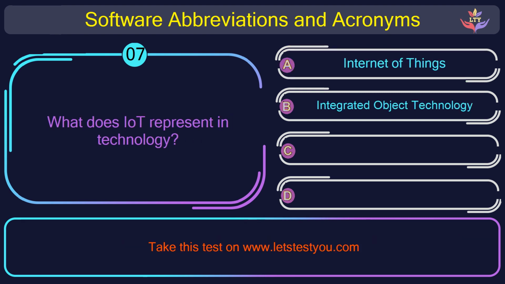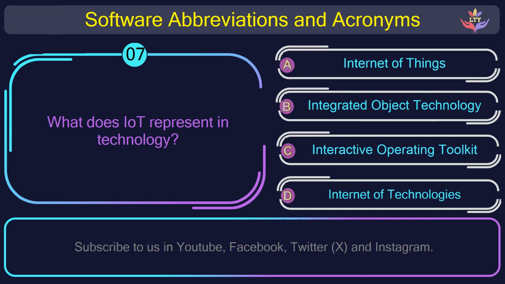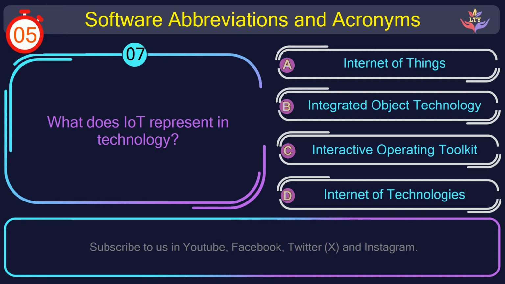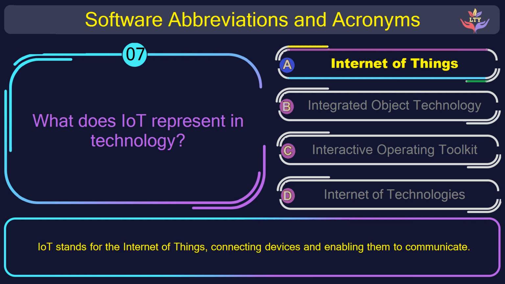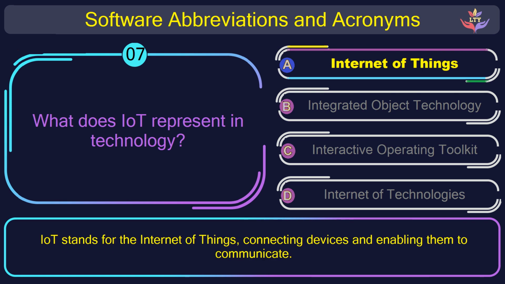Question number 7. What does IoT represent in technology? The correct answer is option A. Internet of Things. IoT stands for the Internet of Things, connecting devices and enabling them to communicate.